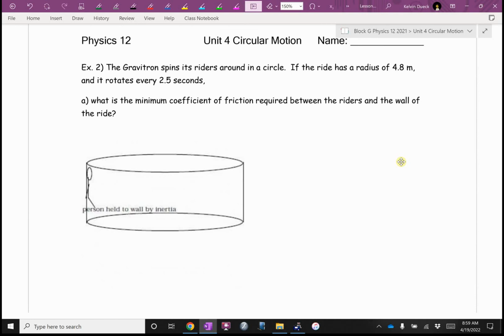What's this question asking me to find? What's mu? It's asking me to find the coefficient of friction. Any suggestions on how I might want to start this? Free body diagram. You know what? They gave me a picture, so I'm going to label the picture. Here's the person. What are the forces acting on this person?